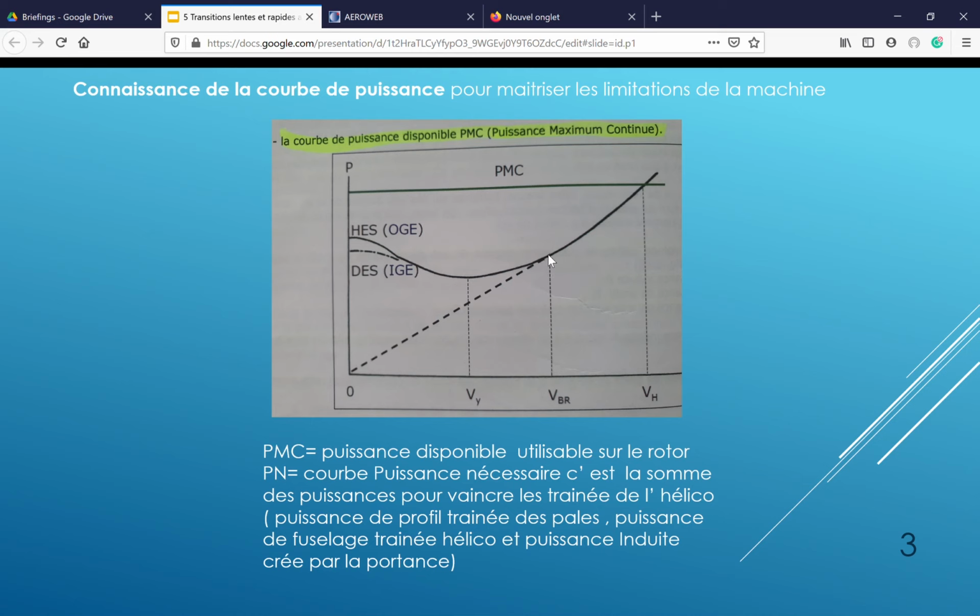It requires a certain amount of power. This is the necessary power, and this is the maximum speed. And this is the power required for out of ground effect, and this is the power required for in ground effect. So you should be familiar also with this diagram.